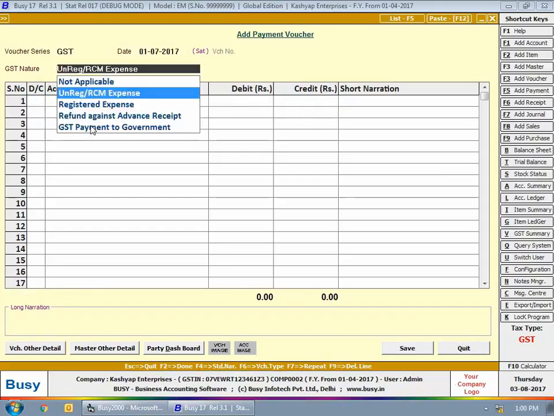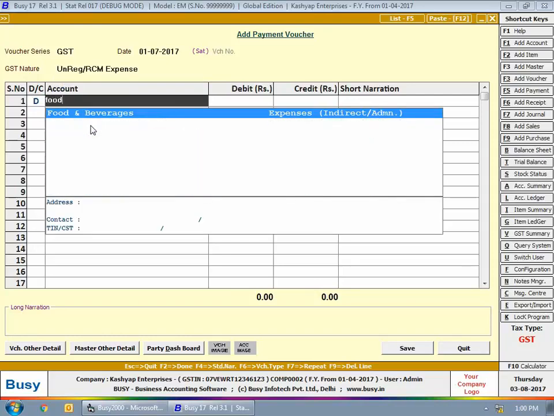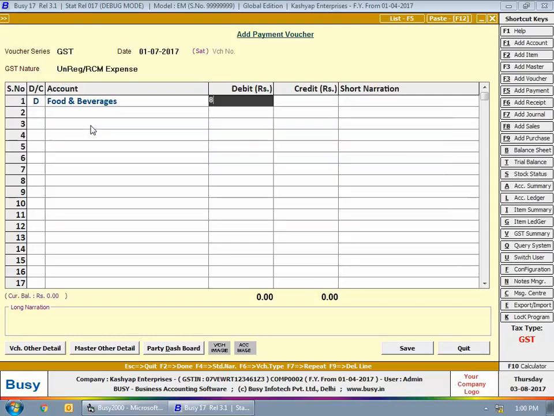Next, we are entering a voucher for unregistered RCM expense for food and beverages expense of rupees 800. That is, we are assuming here that we have ordered food from some roadside vendor which does not have a GSTIN number. And next, we are entering a payment voucher for 2nd July.